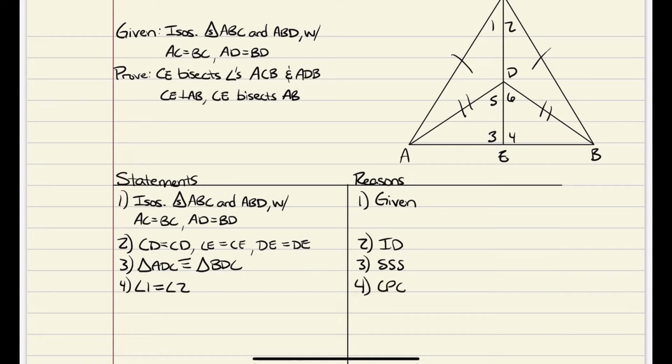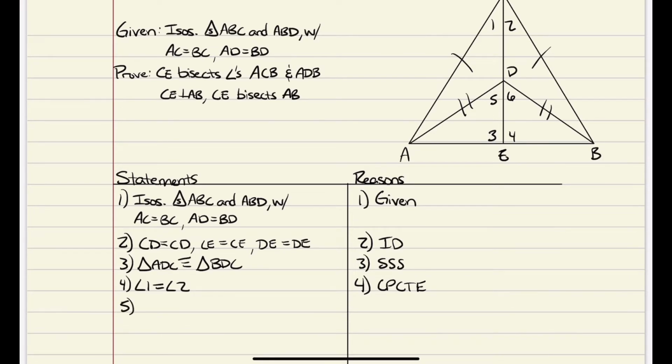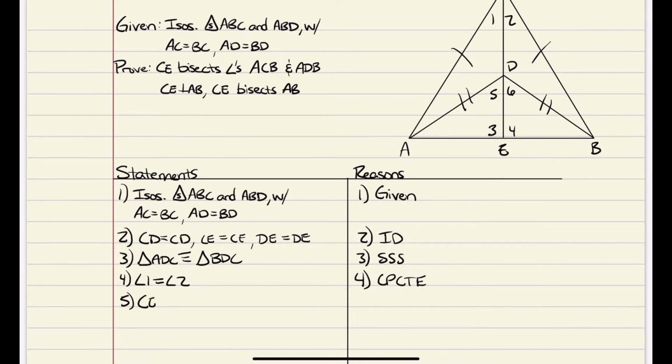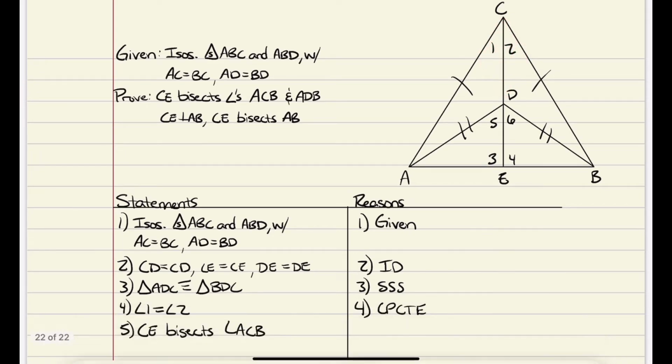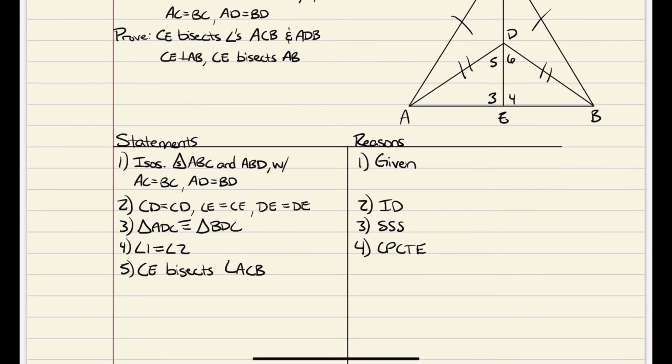Number 5, I'm going to state that CE bisects angle ACB. It bisects that angle because of the definition of angle bisector. We have two equal angles. This big angle is cut into two equal angles. So that, by definition, is an angle bisector. So we've got number 5, definition of angle bisector.